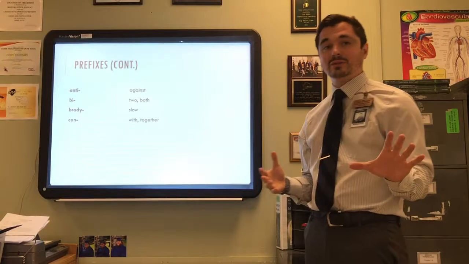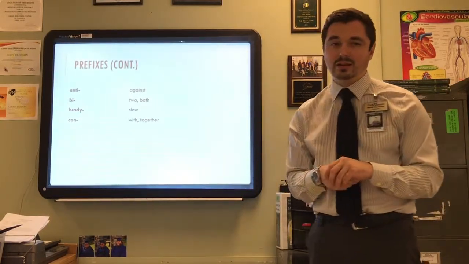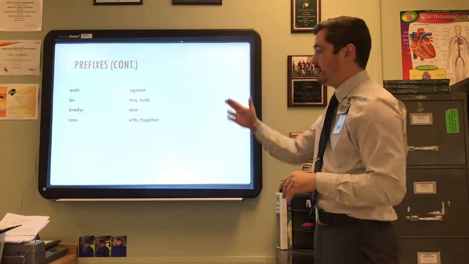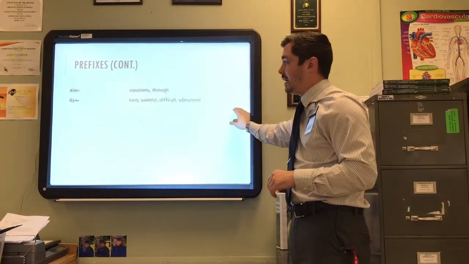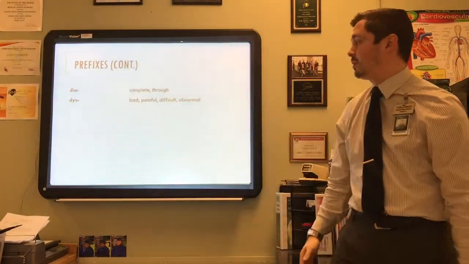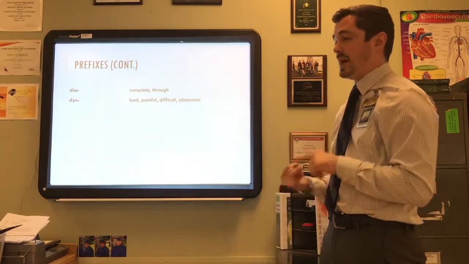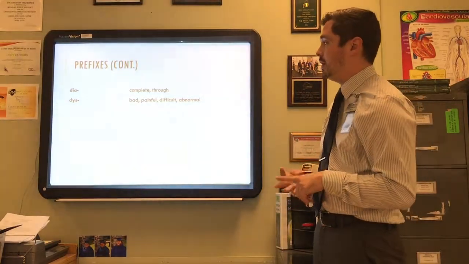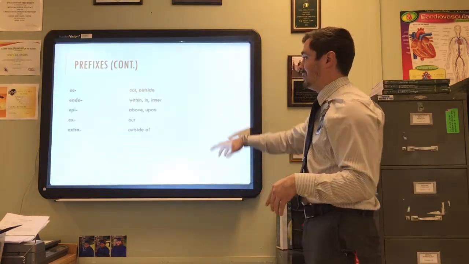Brady, the way I think about this one, guys, is like Tom Brady. He's slow, he doesn't get out of the pocket very often. He can't run very quickly. Brady translates to slow. Con means with or together. Dia means complete or through, and dis, you'll see dis a lot. It means bad, painful, difficult, or abnormal, like dysfunctional, okay? It doesn't function correctly, it's bad.